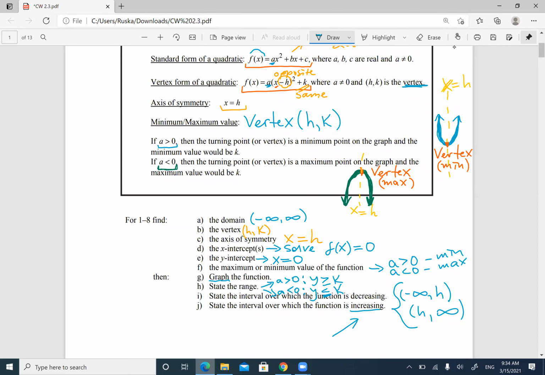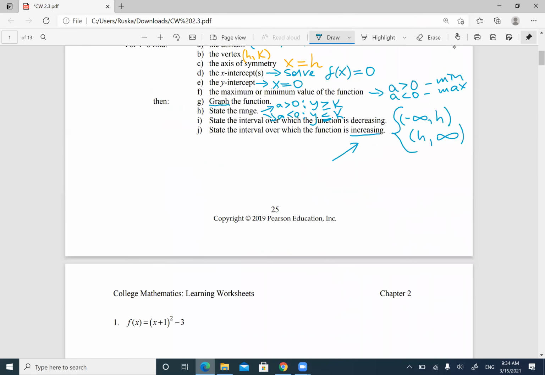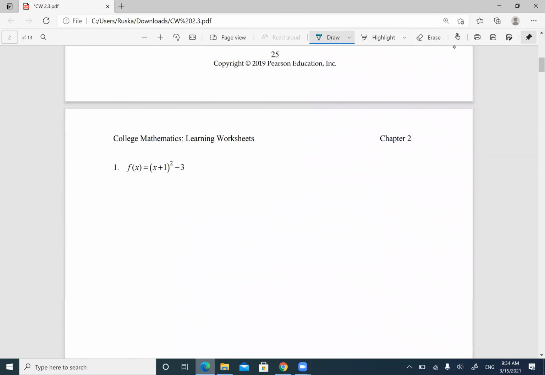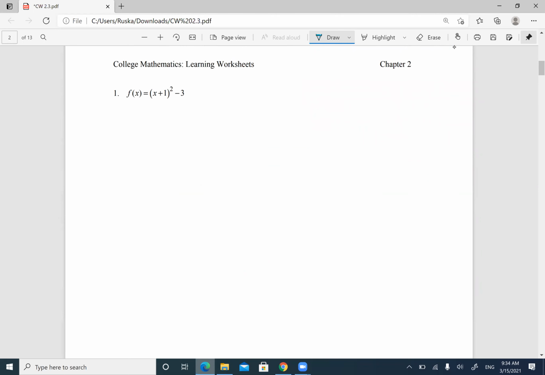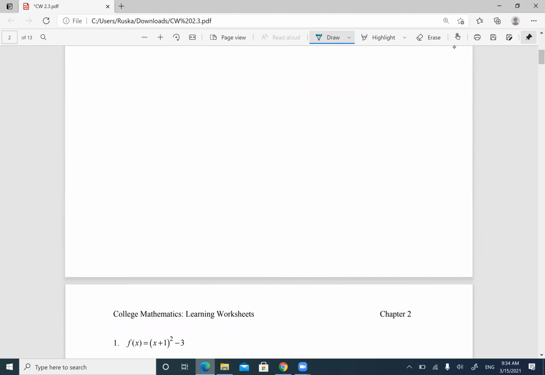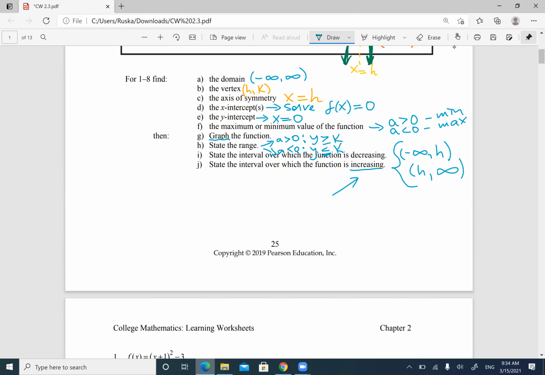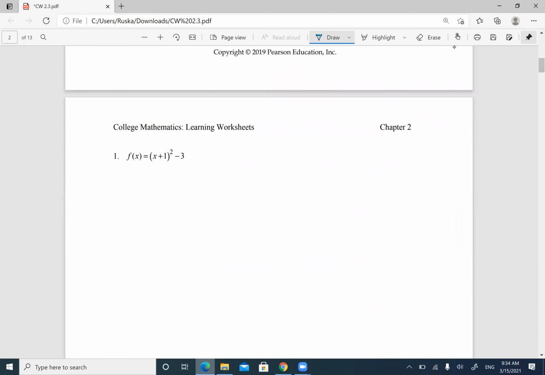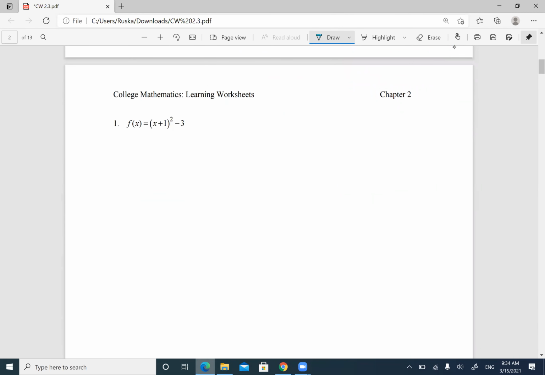Okay. So we're going to start with number 1, which is this one, okay? So I'm just going to go back to see which steps you have to do, but you're going to start to do domain and vertex first. Okay, so let's find the domain. How do you find the domain? What is the domain? Negative infinity, positive infinity. That's it, yes. You don't do anything, just put negative infinity, infinity. Now, let's find the vertex is the next step.